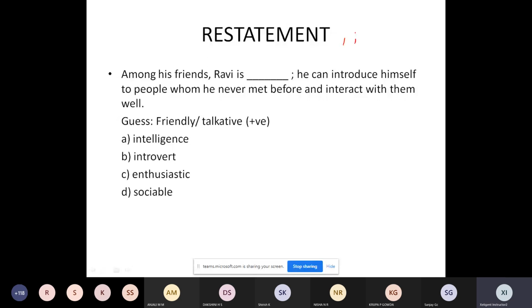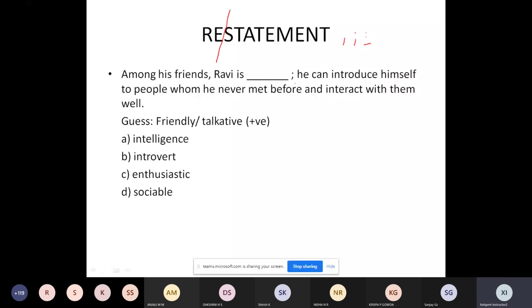Okay, you can find comma, semicolon, and colon. So these punctuations you can find in the question. That's an example of restatement. And again, restatement. If you split, you will get restatement. So some part of the information is being restated. That's the meaning of restatement.